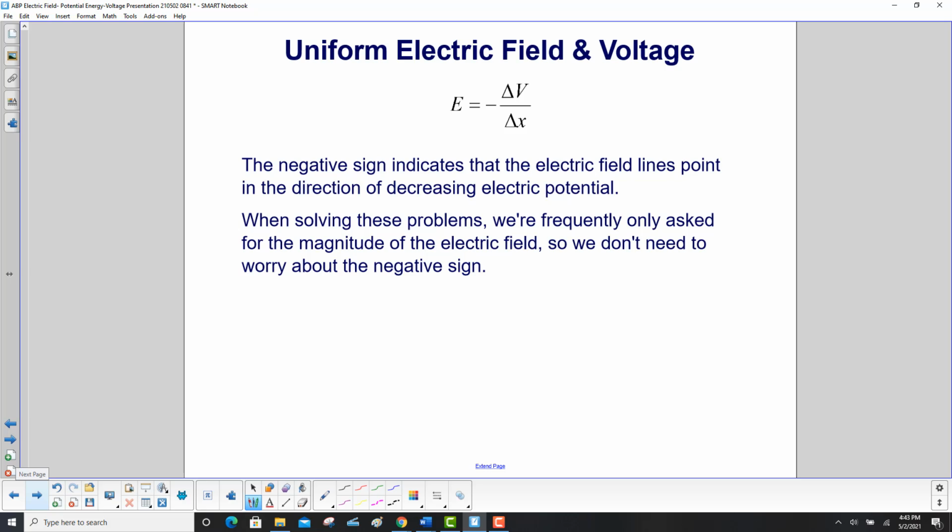We've already shown this graphically, but now we're showing it in an equation. And what does that tell us? The negative sign indicates that the electric field lines point in the direction of decreasing electric potential. When solving these problems, we're frequently only asked for the magnitude of the electric field, so we don't need to worry about the negative sign. But just remember, that negative sign tells you which way the electric field is pointing. It's pointing in the direction of decreasing electric potential.